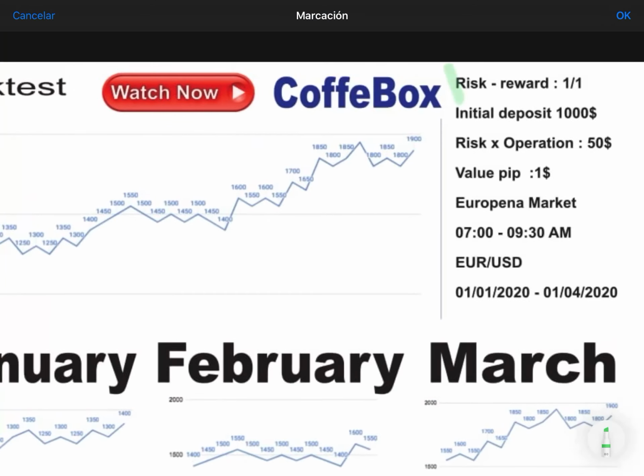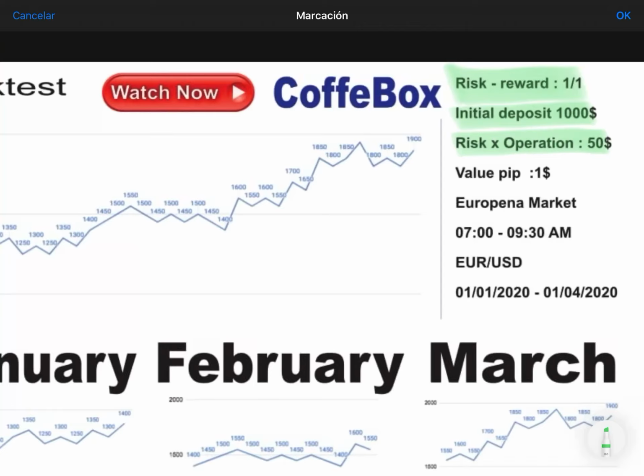So let's begin. What did we use for this backtesting? First of all, we use a risk reward of 1-1. It means I don't close half the operation when I arrive at the middle of the take profit. I just either win one or lose one. I use an initial deposit of $1,000 with a risk per operation of $50. It means each operation that I open will risk $50. If it goes wrong, I lose $50. If it goes right, I win $50.